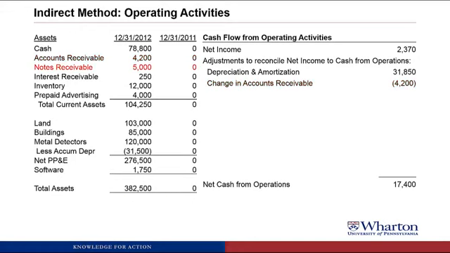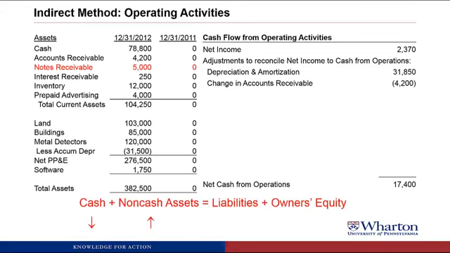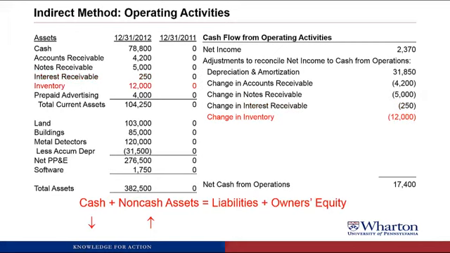Notes receivable went from 0 to $5,000, non-cash asset going up. To stay in balance, we need to subtract that on the cash flow statement. So we subtract change in notes receivable of $5,000. Interest receivable went from 0 to $250. Non-cash asset going up, so we subtract it on the cash flow statement. Inventory went from 0 to $12,000. Non-cash asset going up, so we subtract it on the cash flow statement. Prepaid advertising went from 0 to $4,000. And again, non-cash asset going up, we subtract that on the cash flow statement.